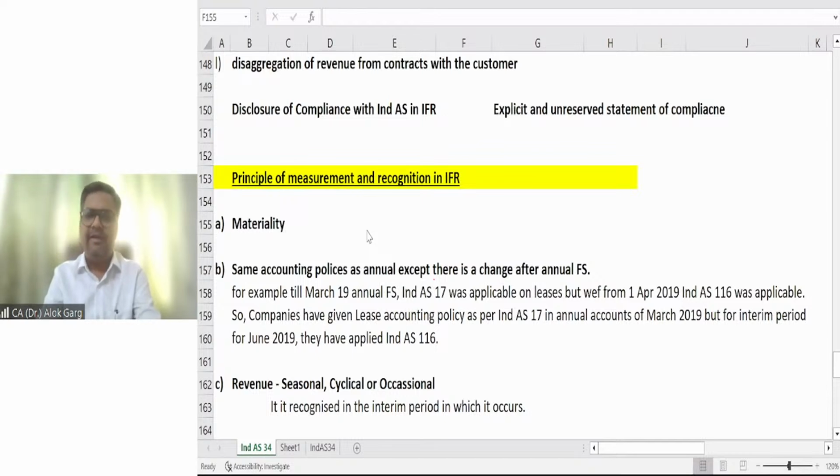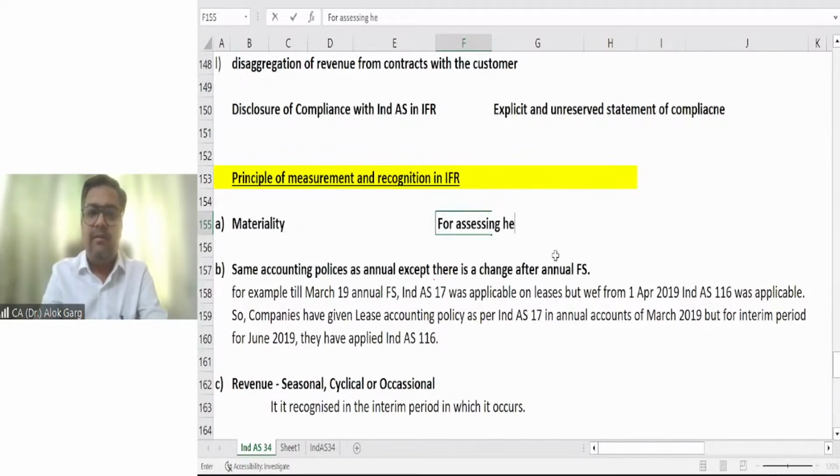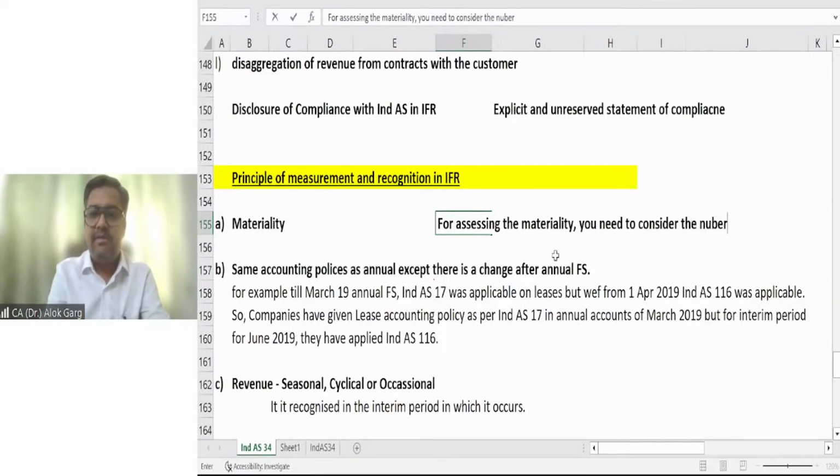Of course, quarter. You are right, Yatharth. So, friends, the standard says that for assessing the materiality, you need to consider the numbers of that interim period only, not the full year. Okay.